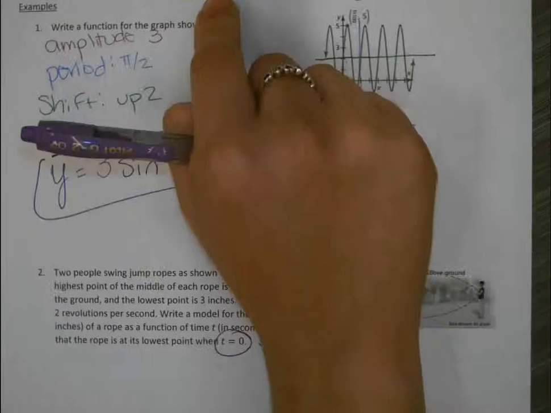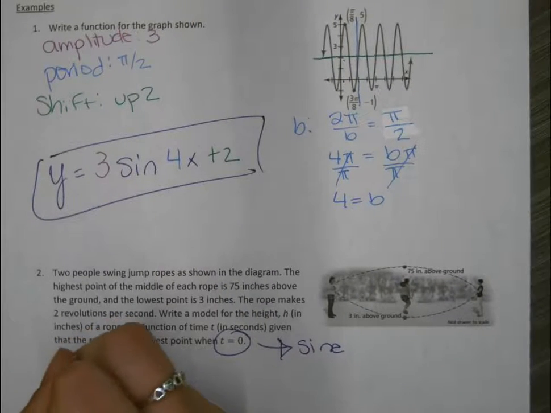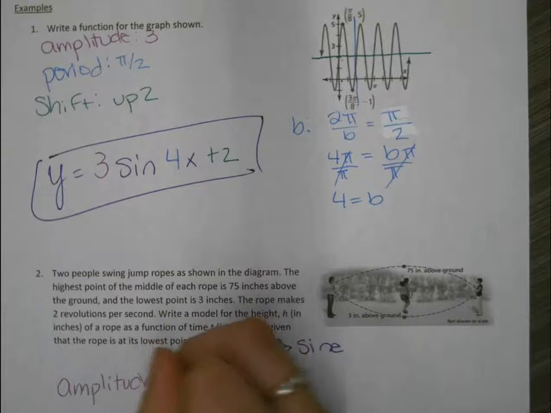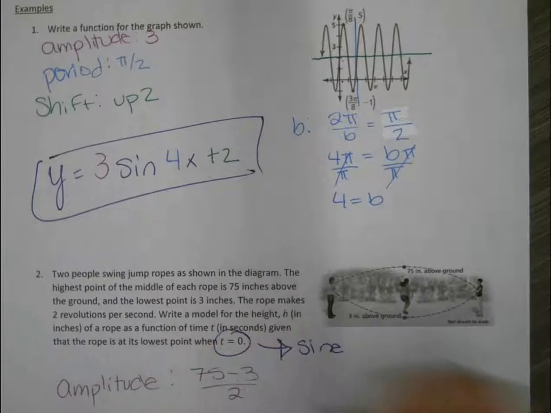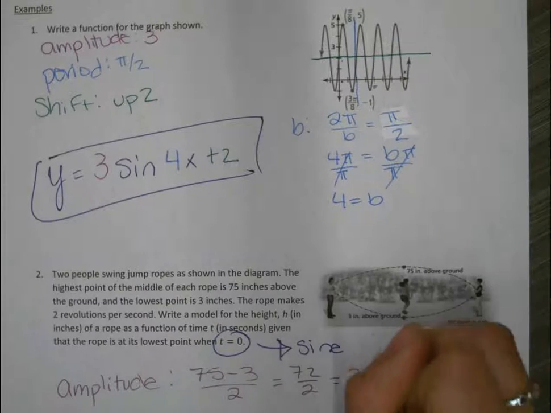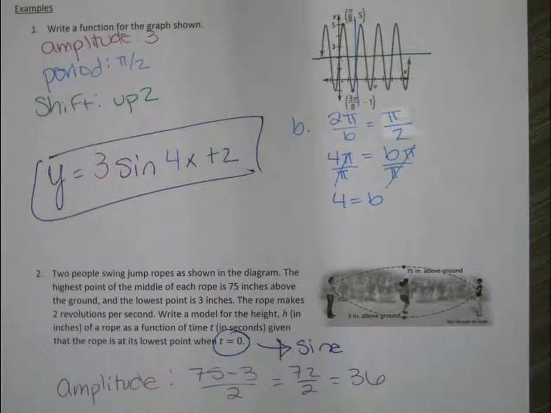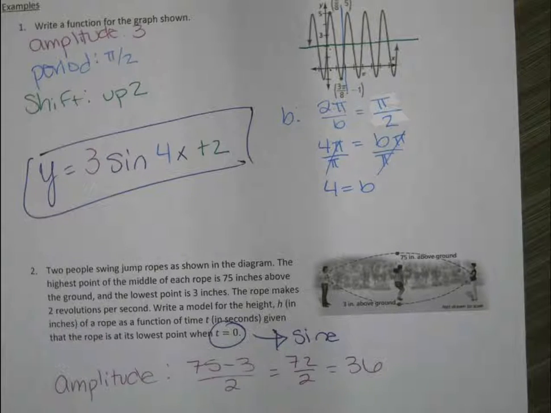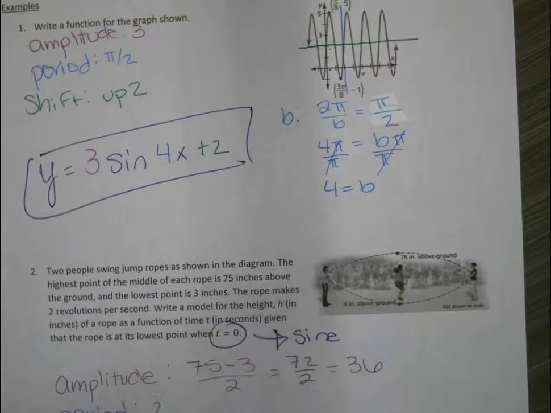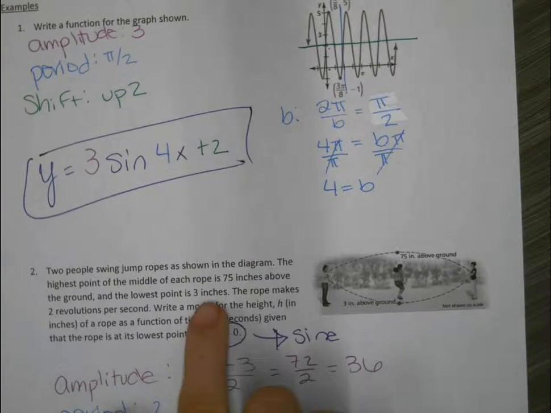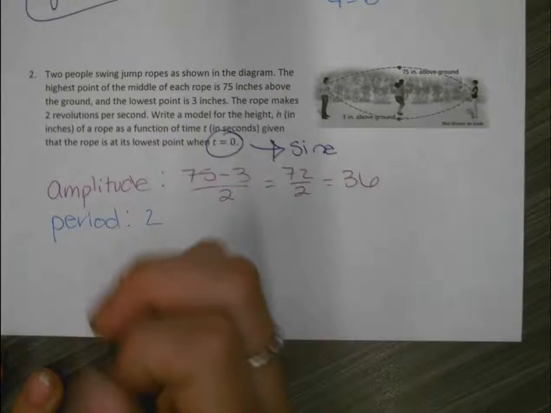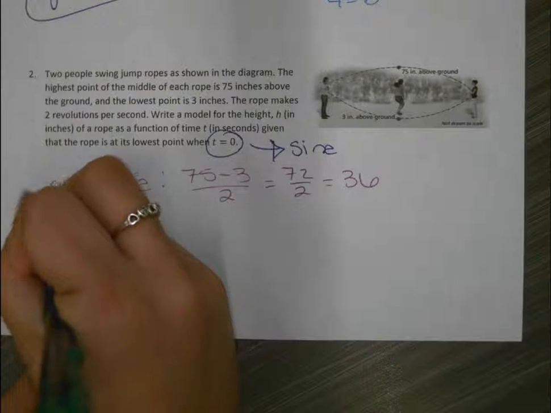I'm going to take my highest point minus my lowest point, over 2. So for my amplitude, I'm going to do 75 minus 3 over 2. 75 minus 3 is 72, over 2 gives me 36. Then it tells me that my rope makes 2 revolutions per second. That's giving me my period. And the lowest point of the jump rope was 3 inches, so my shift is going to be up 3.